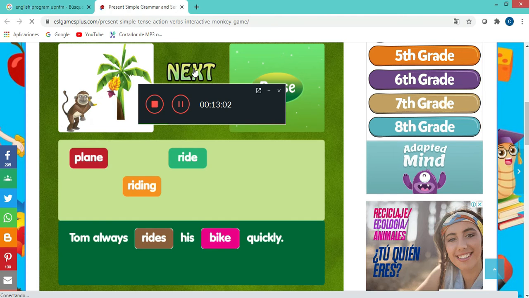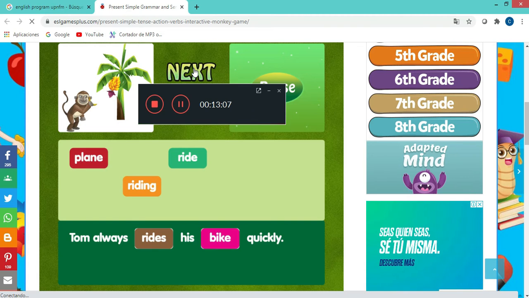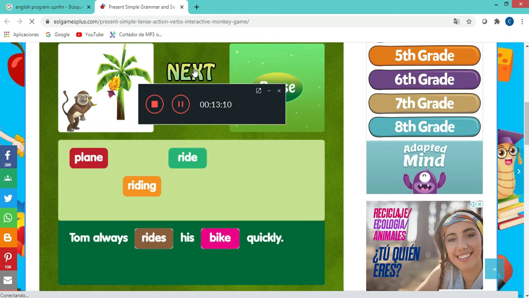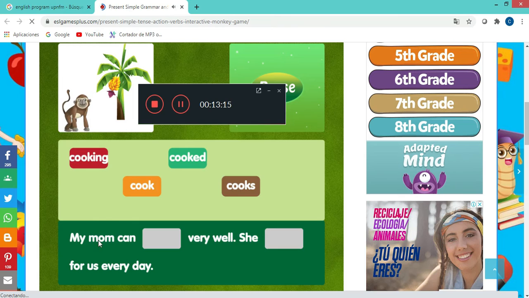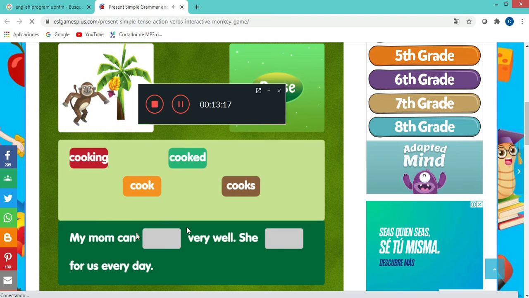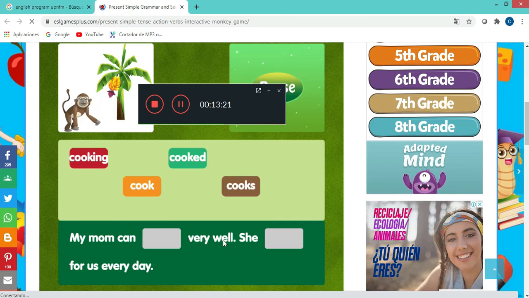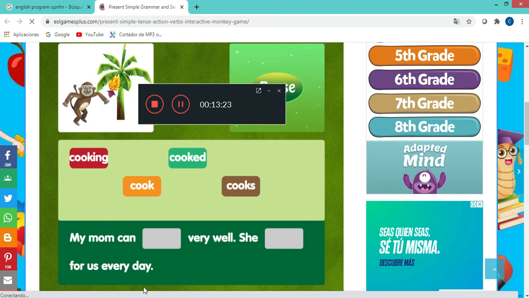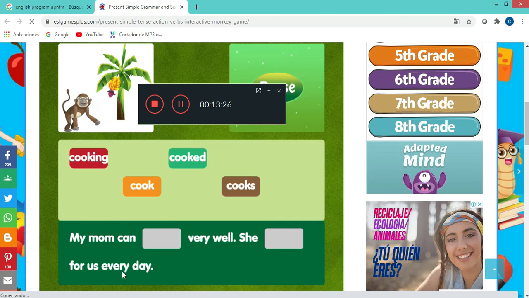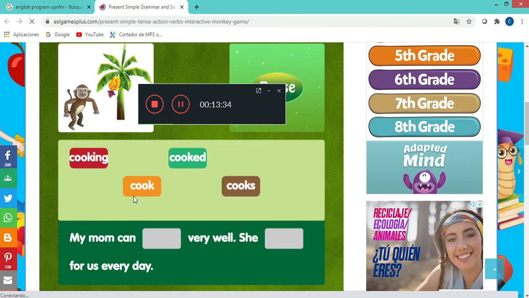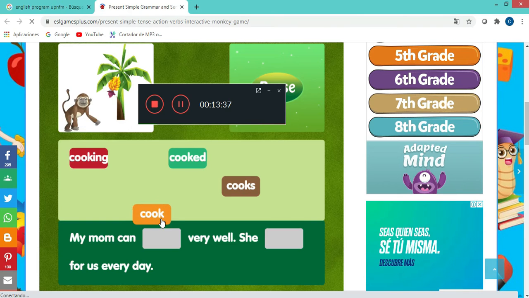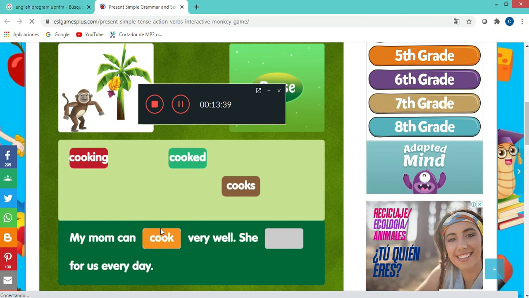We're going to try one more example. Then you can keep on practicing this. Choose the correct words to complete the sentence. My mom can very well. She for us every day. In this case, we have an auxiliary here, so we have to put my mom can cook very well.